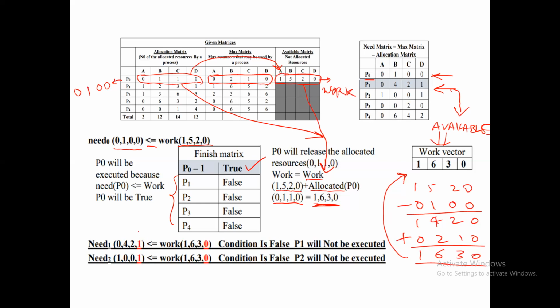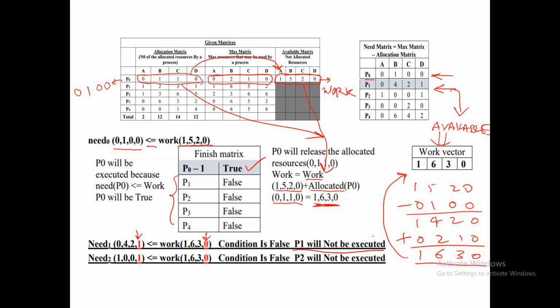In type D, P1 requires 1, but the current availability of type D is 0. That means 1 is greater than 0, which is not less. Even if one of the types is not able to match, we see that the condition is false. So the condition is not met here: 0421 is not less than or equal to work. Because it is false, P1 will not be allotted the resources, so it will not be executed.